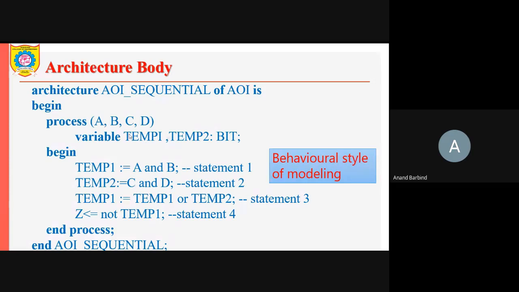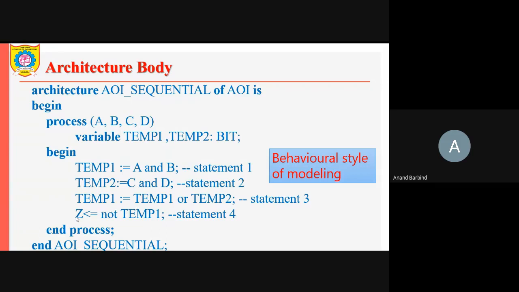So temp1 is equal to a and b. You are performing the AND operation on the input variables a and b, and it is assigned to temp1. Then temp2 is assigned c and d. C and d are the inputs to this process. Then temp1 is equal to temp1 or temp2. So the ORing operation is done here. Like in a higher level language, you can use this kind of assignment. That is statement 3.